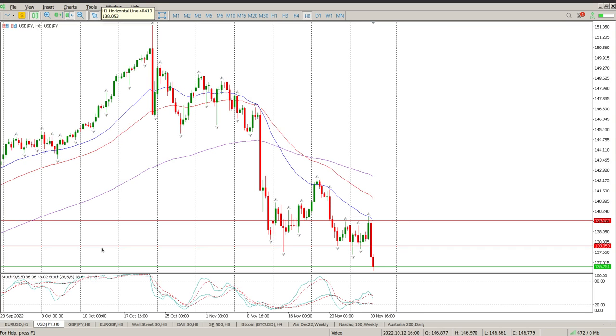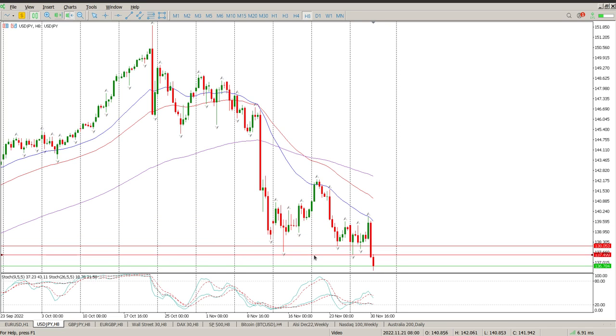Moving on to US dollar Japanese yen, and you can see we've broken through the range, and this one's pretty clear cut. You're looking for a pullback onto the structure here. I'm just going to use this one.